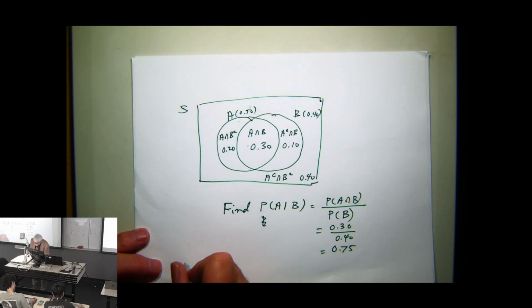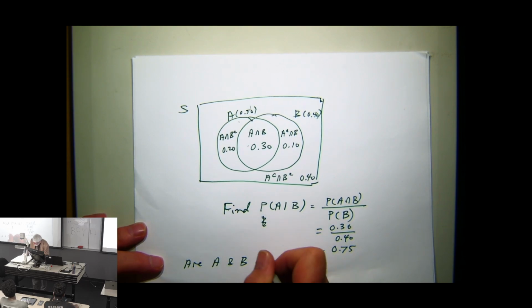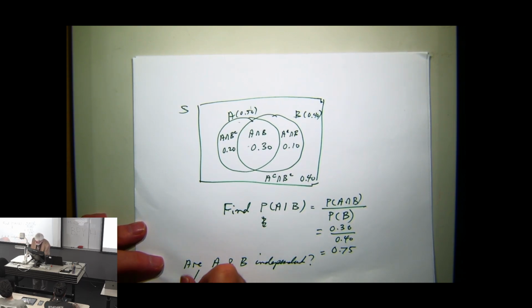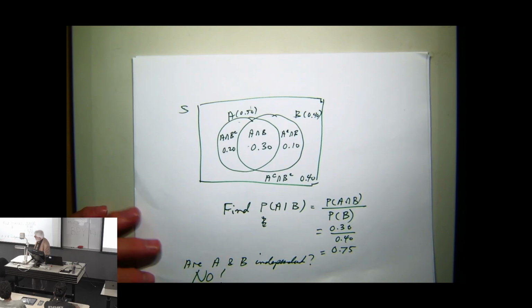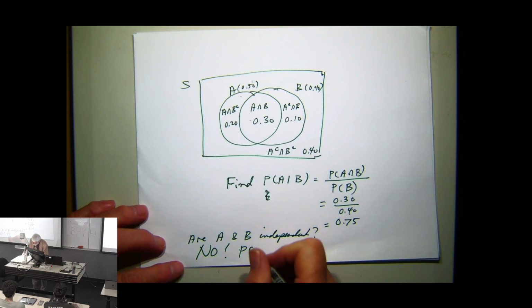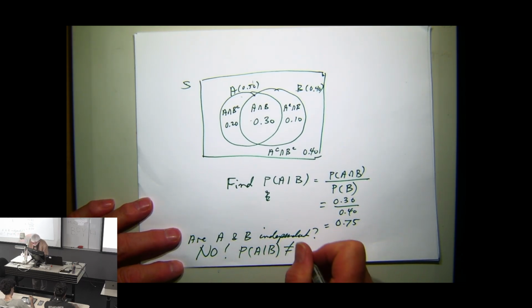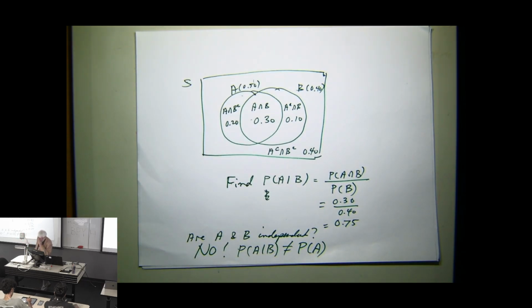equals 0.75. So are A and B independent? The answer is no. Why? Because the probability of A given B does not equal the probability of A. Okay, so that tells us right away that they are not independent. There are other ways we could have tested for independence.